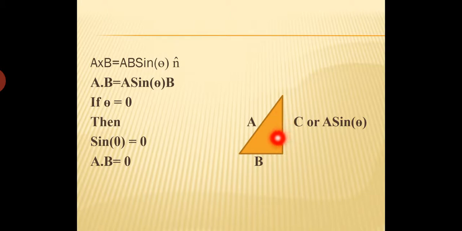If the theta is equal to 0, then sine of 0 is equal to 0, and A cross B here will be equal to 0. This is not a dot, this dot is written mistakenly, this is cross. So A cross B will be equal to 0.